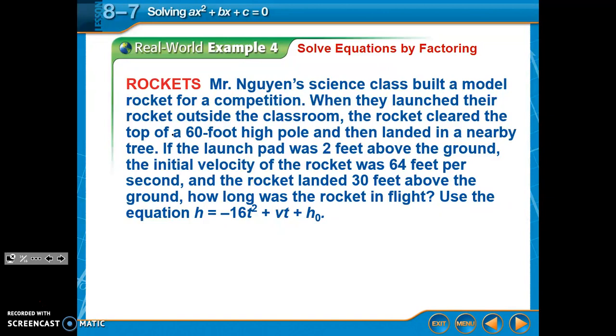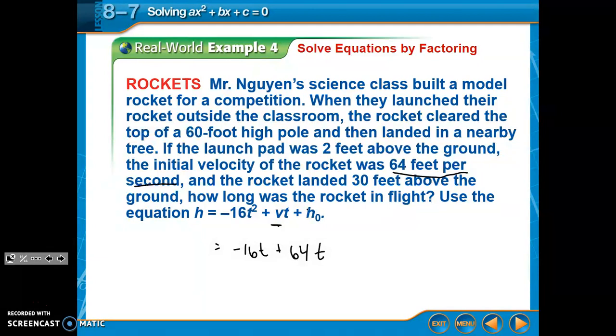Use the equation h equals negative 16t squared plus vt plus h0. Okay, so they tell us what a lot of the information was. So v represents the speed. Did they tell us the speed? The velocity of the rocket was 64 feet per second. So we're just going to fill in our equation with 64. We're trying to find t, so I can't replace t.